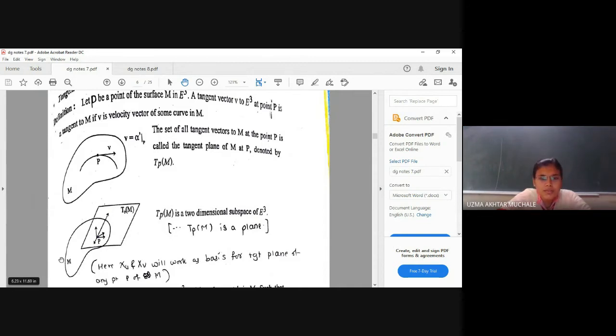Because the surface is not in the same direction, it changes its direction at every point. It has different dimensions, right? So here it is somewhat different: at every point you get one tangent plane, but this is not the case for a curve. At every point you get a velocity vector, but the normal to the curve is the same.